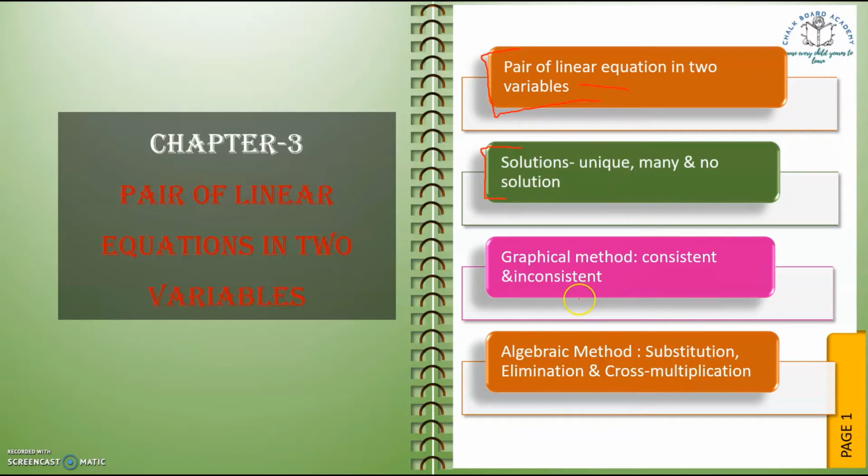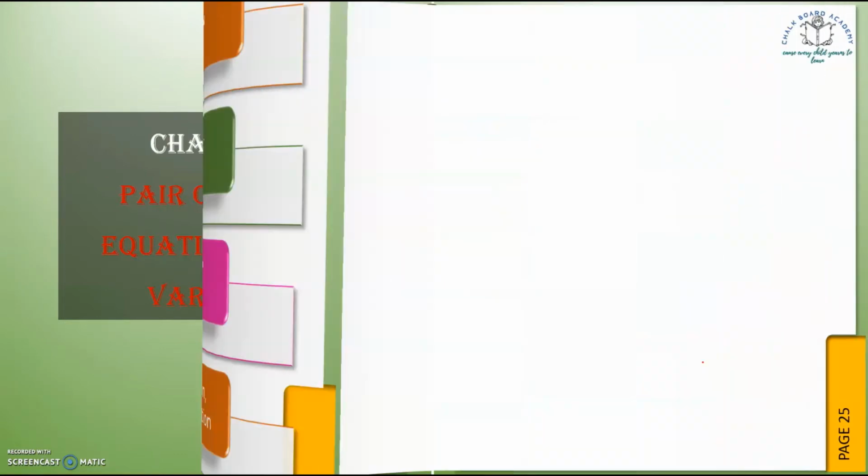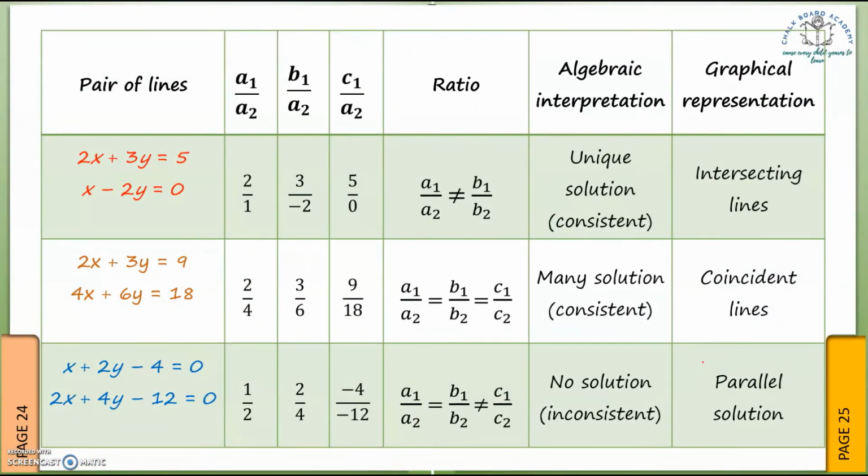Thereafter we did the consistent and inconsistent pair of linear equations, and thereafter we are left with this topic, that is algebraic method: substitution, elimination, and cross multiplication, which we are going to discuss in this part of this lecture, and we'll do some questions based on these methods to understand them clearly. So moving forward, let's look into the table first, which we have done in our previous video.